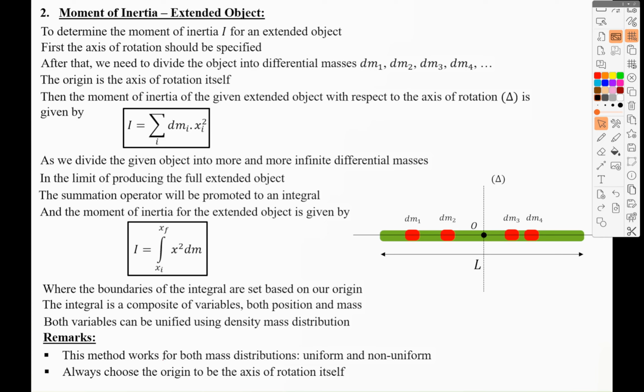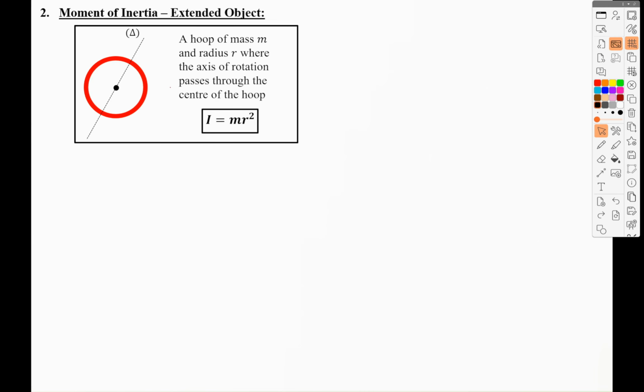Always choose the origin to be the axis of rotation itself, and this is very important. So first we choose the axis of rotation, we specify it, and the origin would be chosen at the axis of rotation. Now section 2, moment of inertia for an extended object.